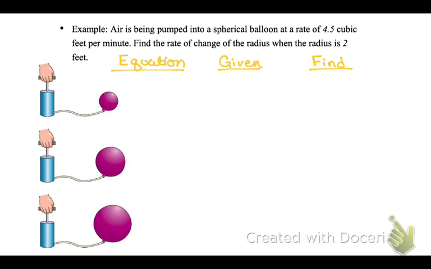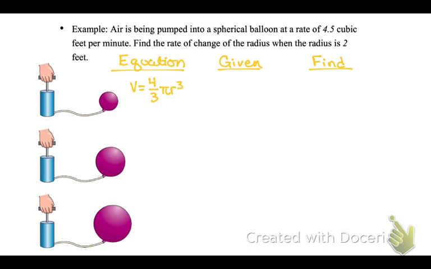Okay, air is being pumped into a spherical balloon at a rate of 4.5 cubic feet per minute. Find the rate of change of the radius when the radius is 2 feet. Okay, what's my equation? Volume of a what? A balloon, which is a sphere. You can look it up, and it is 4/3 pi r cubed.